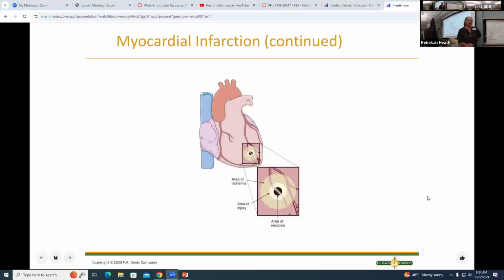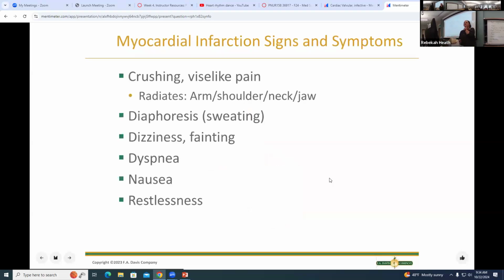Okay, so we left off talking about ischemia. Let's continue on our journey here. So, symptoms.